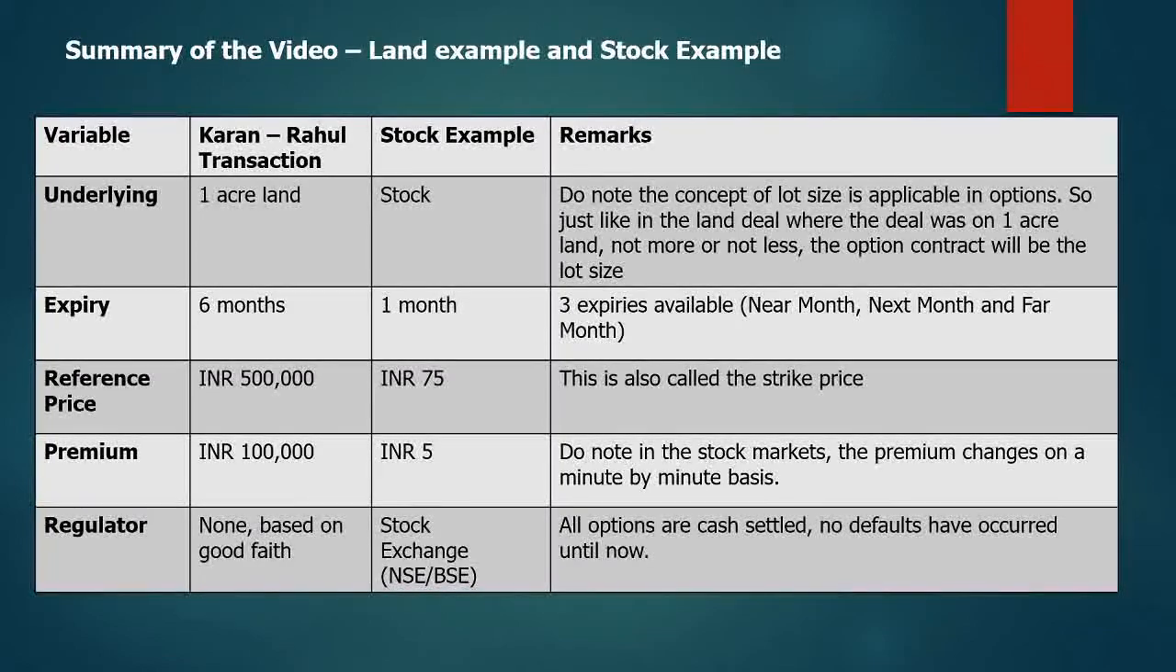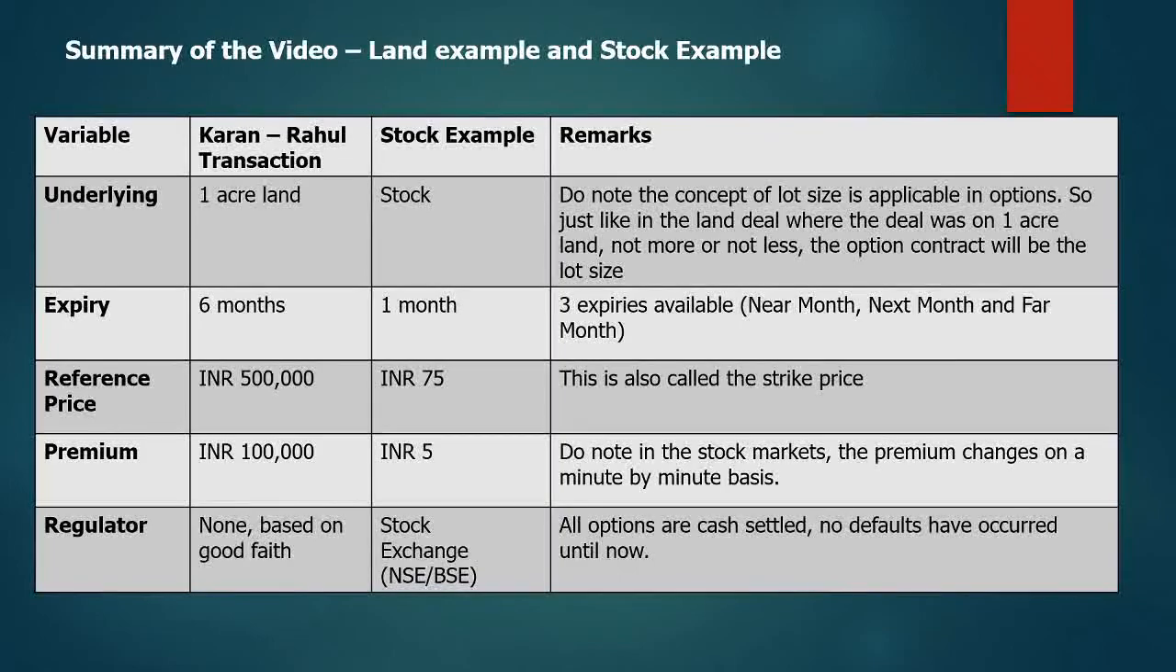Expiry: 6 months was the expiry in the case of Karan and Rahul. So the derivative contract will expire after the 6 months. After the end of 6 months, they will determine whether they should settle the contract. Whereas in case of stock, it is 1 month. However, there are 3 expiries available: current month, near month, and far month.